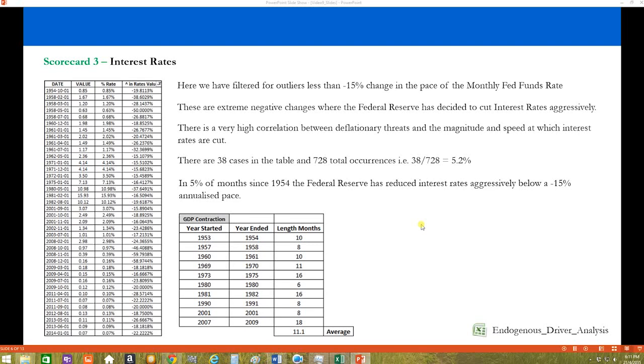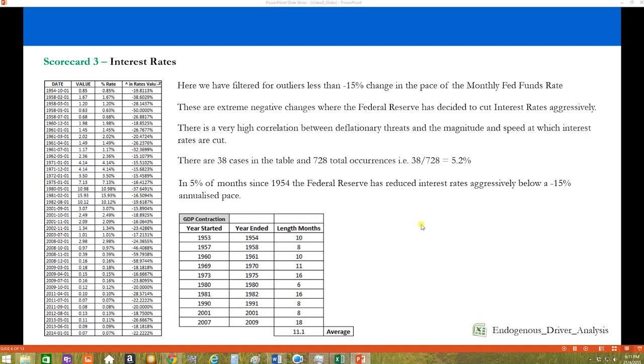Now, when we add these up, there's basically 38 cases in the table, and in total, there's 728 total occurrences. So this is basically 5% of times. And if you recall, when we looked at distributions, 5% of times is roughly a 2 standard deviation move. So these are not very regular situations. These are not normal. These are abnormal situations that happen, generally speaking, in a 2 standard deviation event.